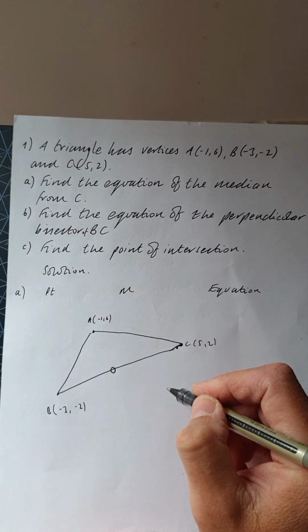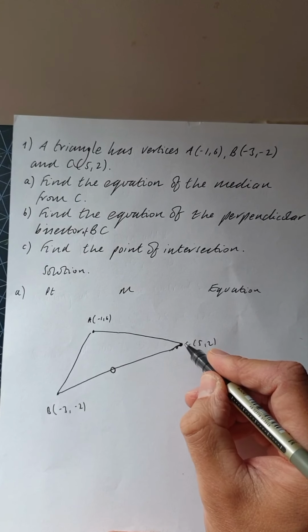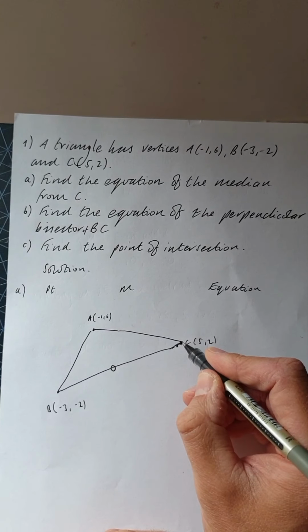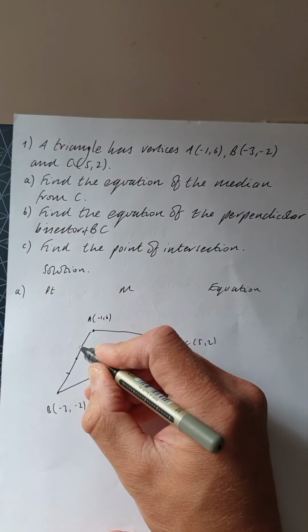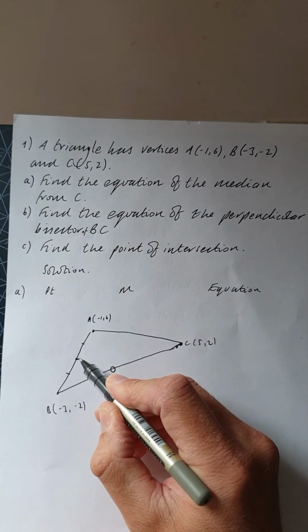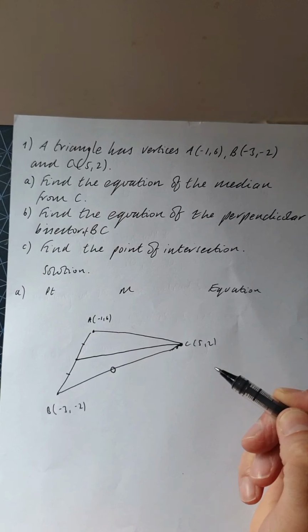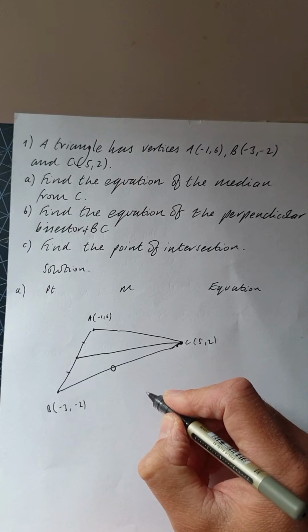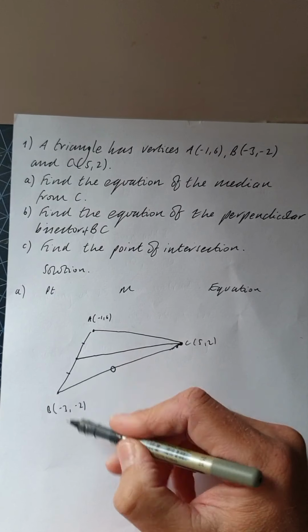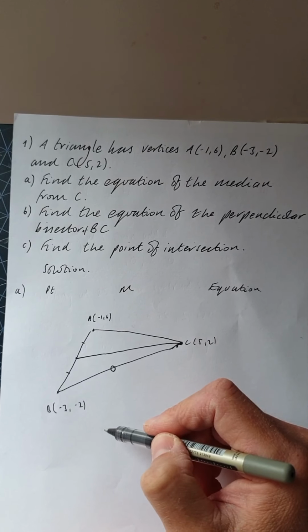Right, okay, so find the equation of the median from C. So straight away, we're coming from C. The median goes to the opposite side and cuts it in half. So I can mark that on my diagram, so I can see what I'm actually dealing with. Okay, so the point is going to be the midpoint of AB.